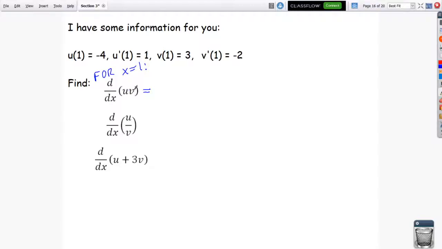So I can see uv, that just means a product of two functions. So this is going to be u times v prime plus v times u prime, which in this case I now have actual numbers. So u is -4 times v prime would be -2 plus v, which is 3, times u prime, which is 1. And then, of course, just 8 plus 3, get 11 off of that.